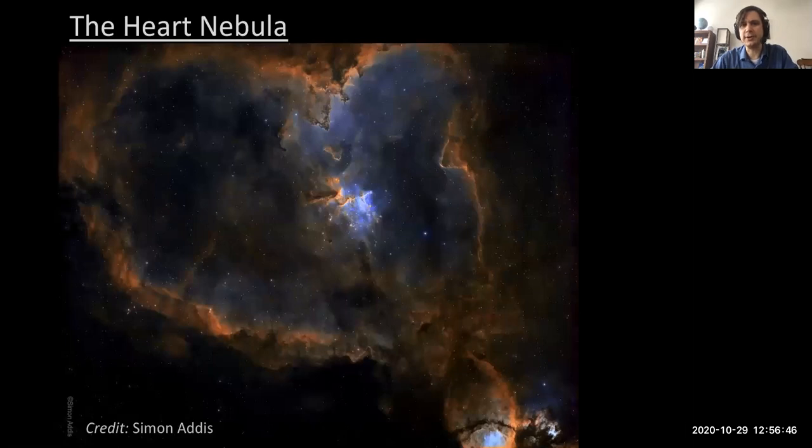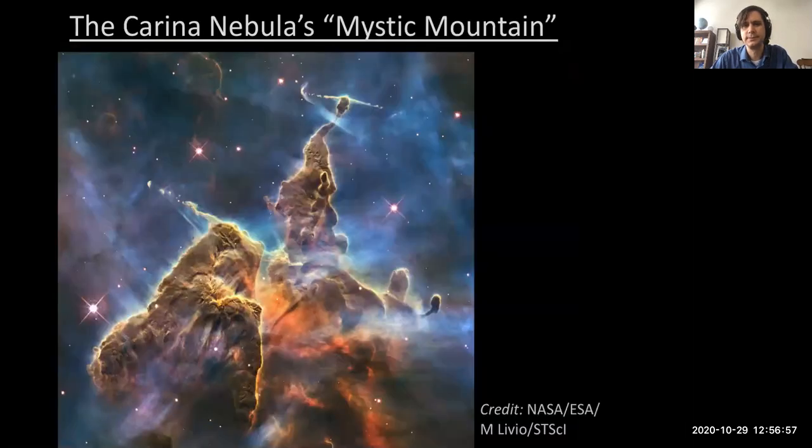The Heart Nebula, named for very obvious reasons. And here you can see emission parts, dark nebulae parts, and reflection parts. And I want to leave you with one of my favorites. This is within the Carina Nebula. This is called the Mystic Mountain because it looks like a pretty mystic mountain, similar to the Pillars of Creation, but it just looks different.